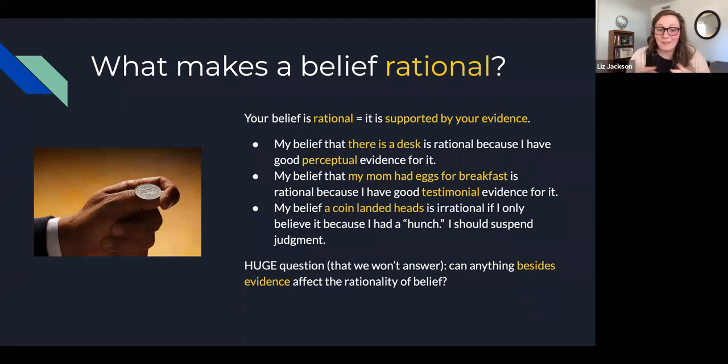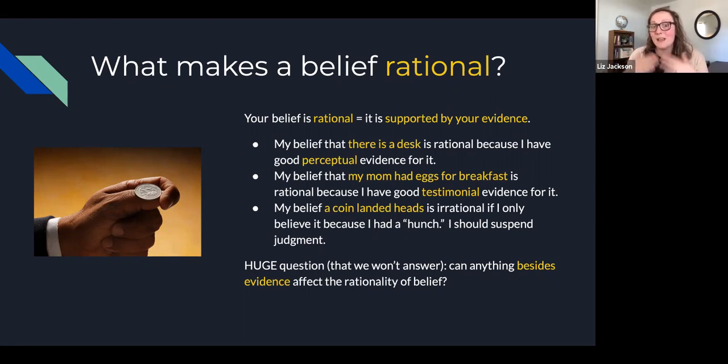The main thing that everyone agrees on is that evidence is one of the main factors that affects what makes a belief rational. And in general, rational belief is what is supported by your evidence, even if there could be other factors besides evidence that sometimes are at play as well. So most people closely connect rational belief and evidence, even if evidence isn't the full story.